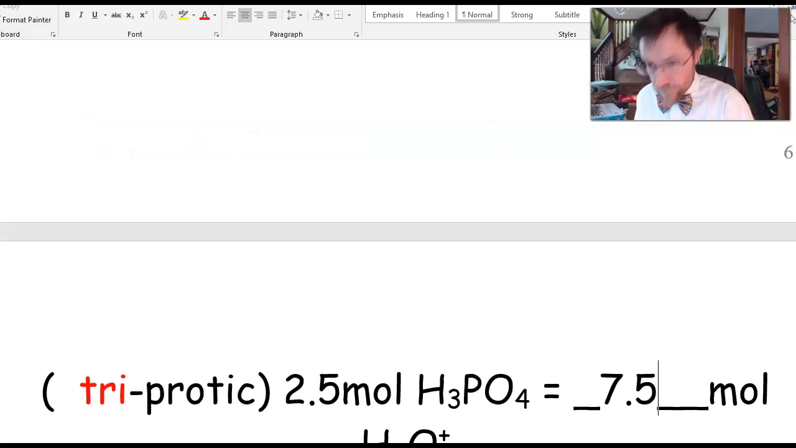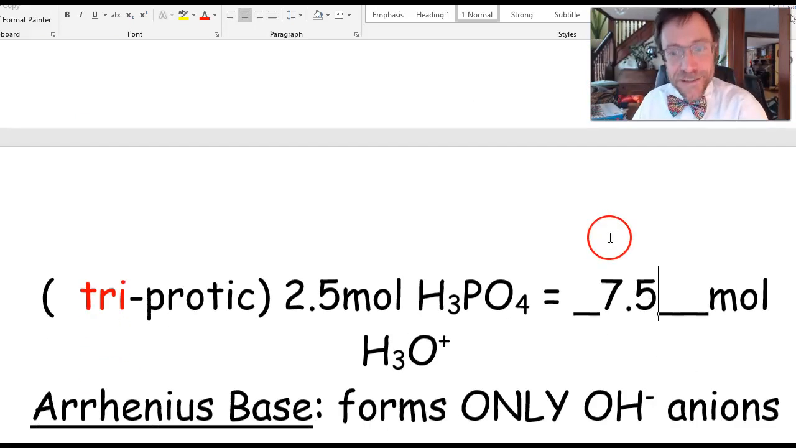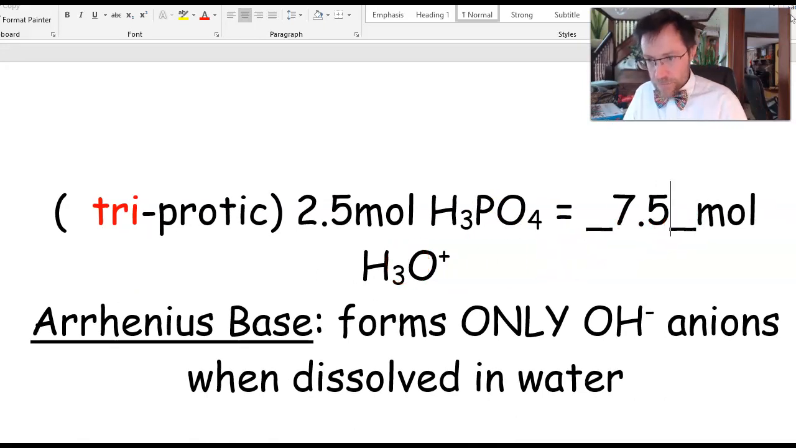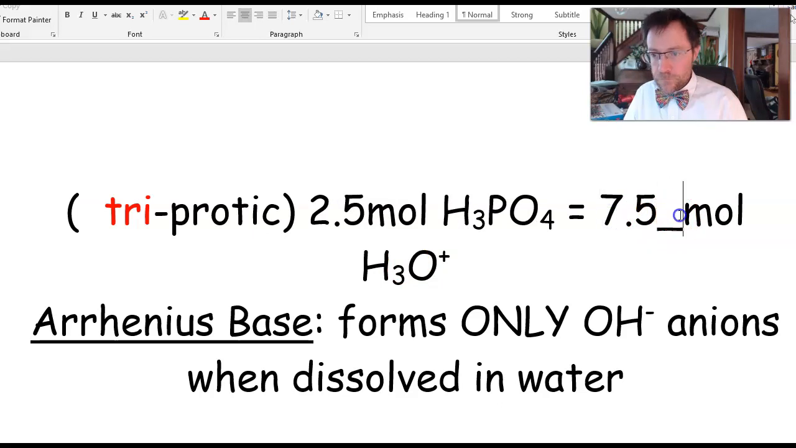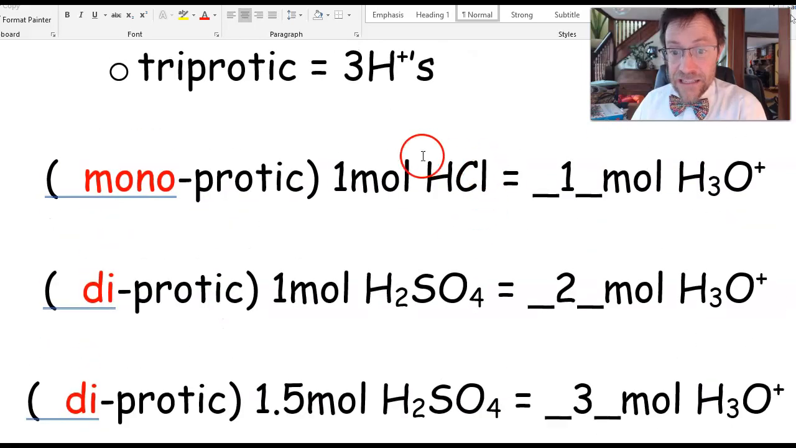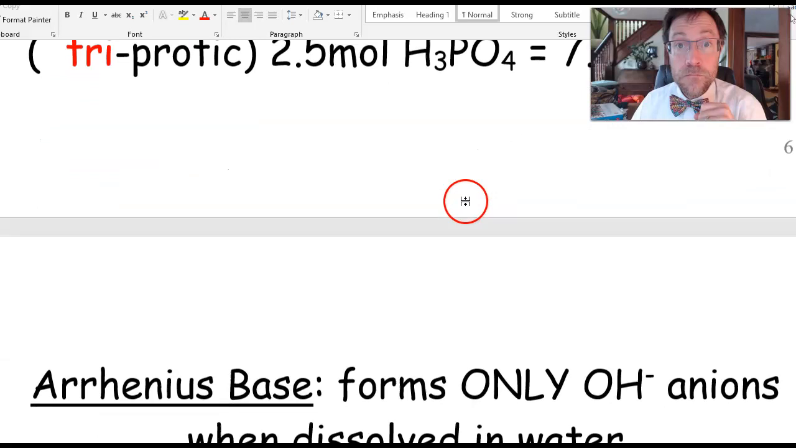7.5. Lovely. Nice. You guys good? Let's clean this up so it's not so nasty. Sorry, 7.5 moles of hydrogen ions created on that one. You guys see how easy that is with the mono di tri thing? That's important because this H3PO4 is going to behave like triply as acidic as this HCl when it starts reacting with stuff. Got it? Awesome.